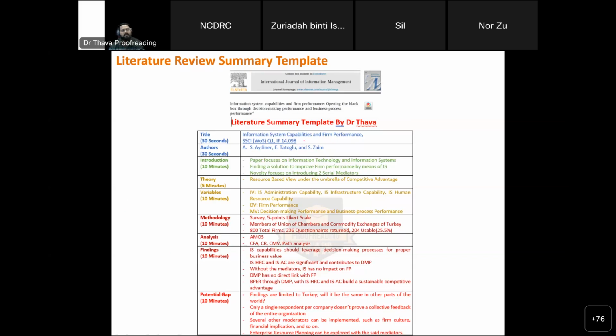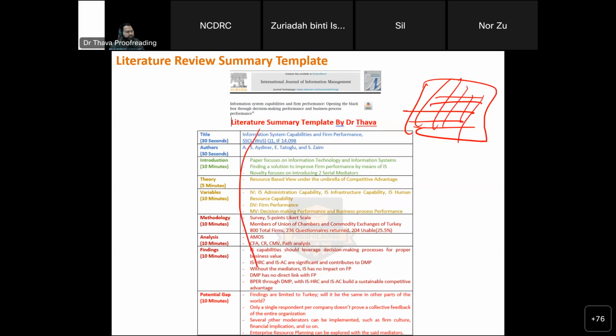So instead of doing that, don't save the paper. Open this template, start reading and fill up the information: title, authors, introduction, theory, variables, methodology, analysis, findings, potential gap. Once you fill up all this, it is a vertical vector, a one-dimensional vector. What you want to do at the end of the day is a literature matrix, to be able to find gaps or to be able to establish your study in the first place.